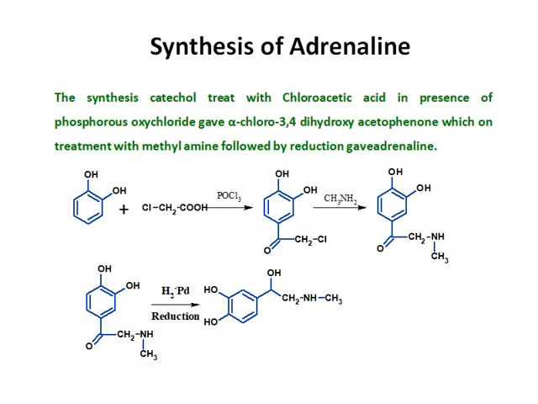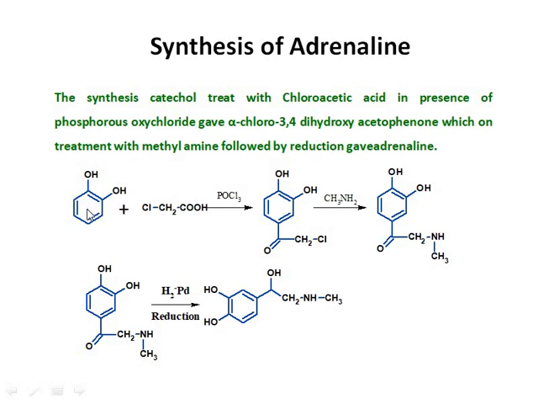Next part, we have the synthesis of adrenaline. So how will you synthesize it? The synthesis can be done by using catechol treated with chloroacetic acid in the presence of phosphorus oxychloride, which gives alpha-chloro-3,4-dihydroxyacetophenone. This on treatment with methylamine is followed by reduction.